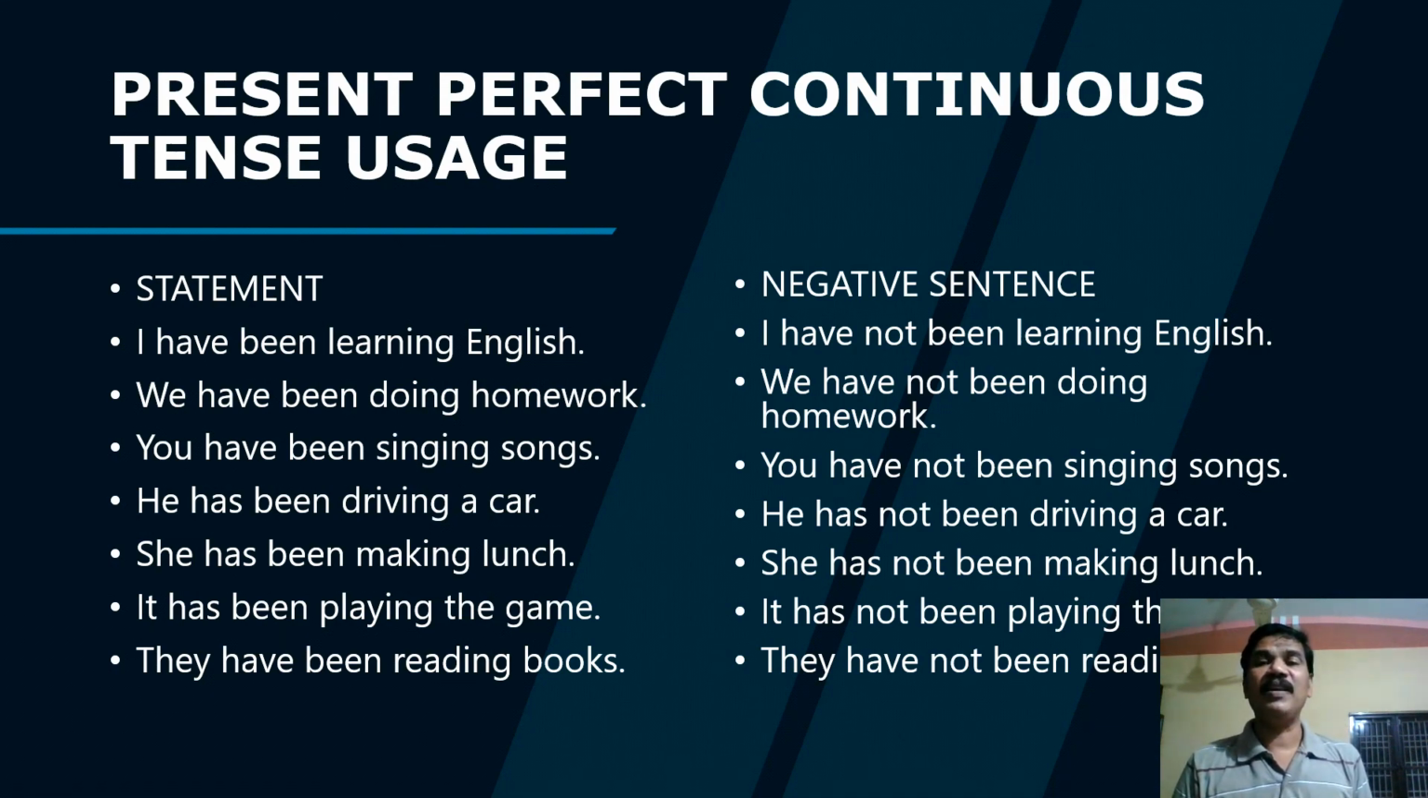Negative: I have not been learning English. నేను ఇంగ్లీష్ నేర్చుకొనుచూ లేను. We have been doing homework. మేము homework చేయుచూ ఉన్నాము. We have not been doing homework. మేము homework చేయుచూ లేము. You have been singing songs. నీవు పాటలు పాడుచూ ఉన్నావు. You have not been singing songs. నీవు పాటలు పాడుచూ లేవు. He has been driving a car. అతడు కారు నడుపుచూ ఉన్నాడు. He has not been driving a car. అతడు కారు నడుపుచూ లేడు. Like this, you could understand the remaining sentences' meaning in Telugu.